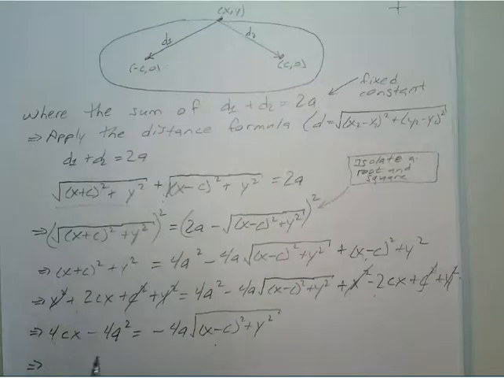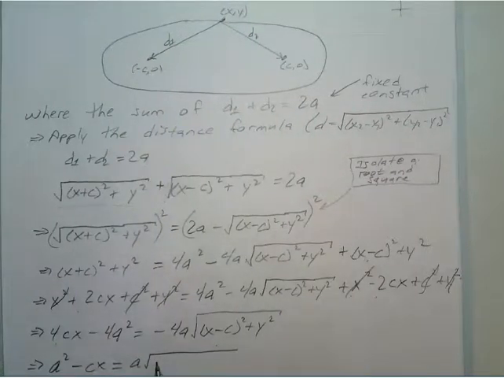Okay. Now, if we divide each one of those terms by negative 4, we end up with negative 4 divided by negative 4, which is positive a squared, so we'll put that first. Divide this by negative 4, that becomes minus cx, equals, divide that by negative 4, becomes a times the square root of (x minus c) squared plus y squared.